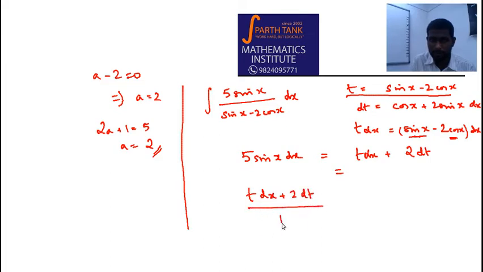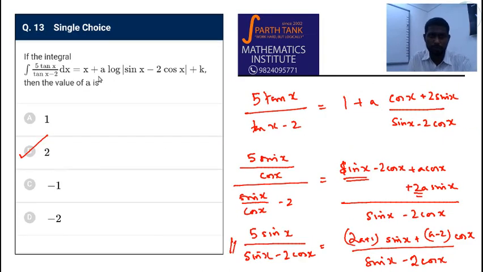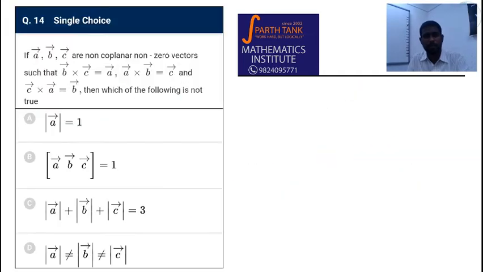upon t. So this becomes dx plus 2 dt by t, which is x plus 2 into log of t plus some constant k. And log of t is the sin x minus 2 cos x. So you see that in the place of a you have 2. Okay. Question number 14.